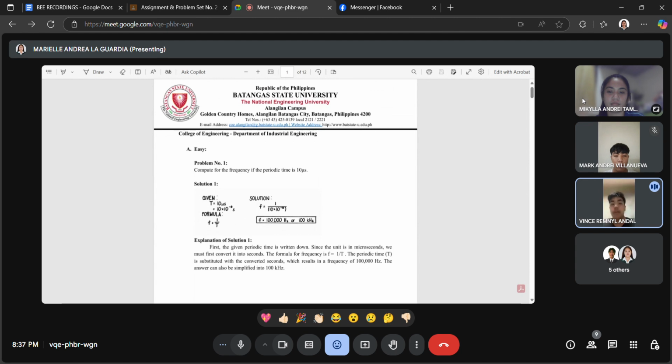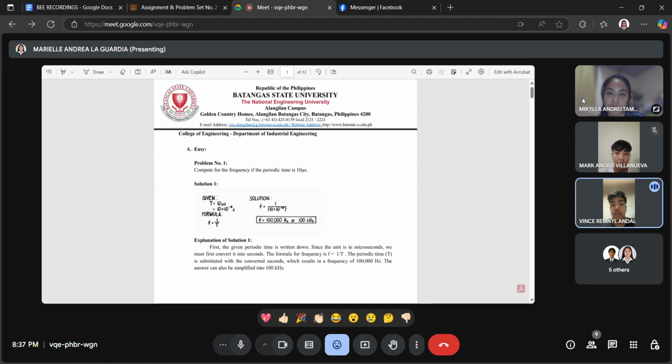Easy problem number 1. Compute for the frequency if the periodic time is 10 microseconds. First, list down the given. T is equal to 10 microseconds. Next, we will convert the microseconds into seconds using the multiplier for microseconds, which is 10 raised to negative 6.